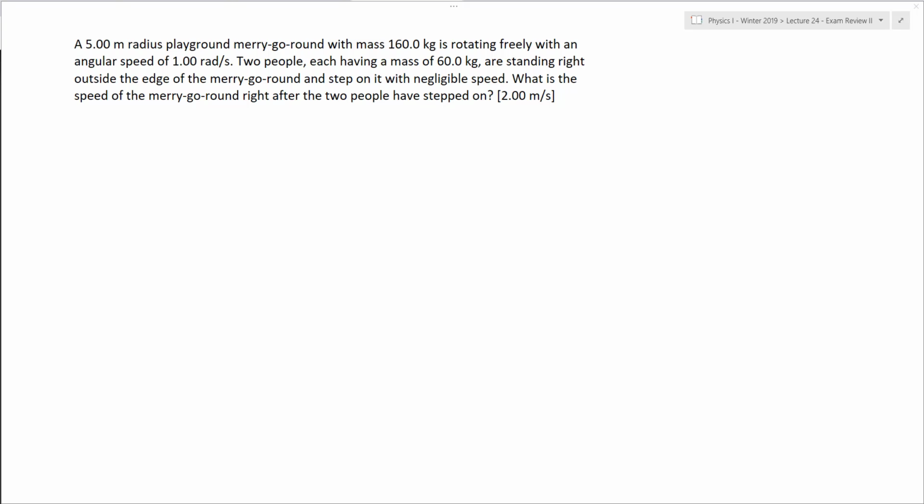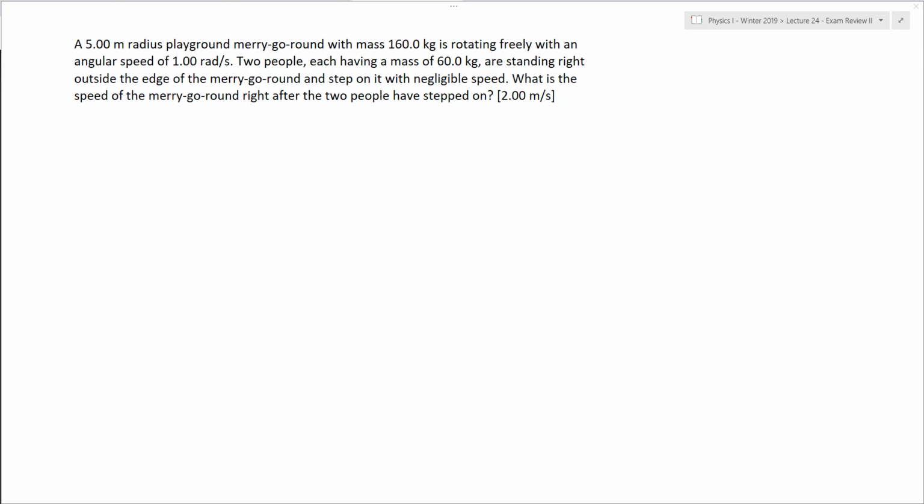Okay, so this is like a collision question where the 2 people collide with this merry-go-round, except the merry-go-round is rotating. So it's a rotational collision question. So we're going to be looking at rotational momentum. Since there's no external torque acting on the system, the angular momentum of the system will be conserved.